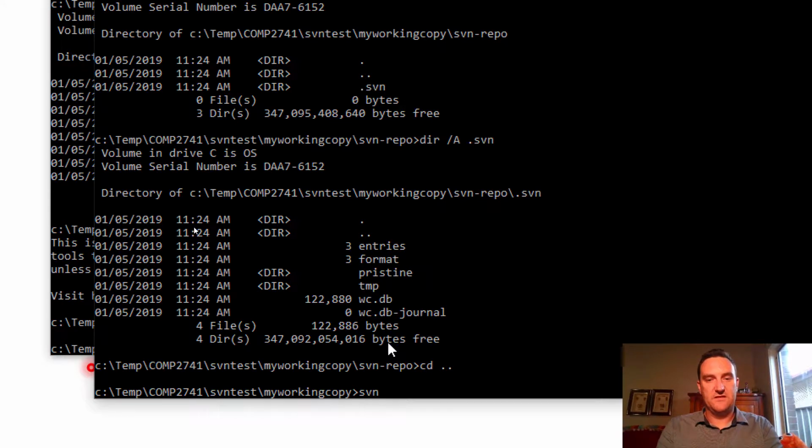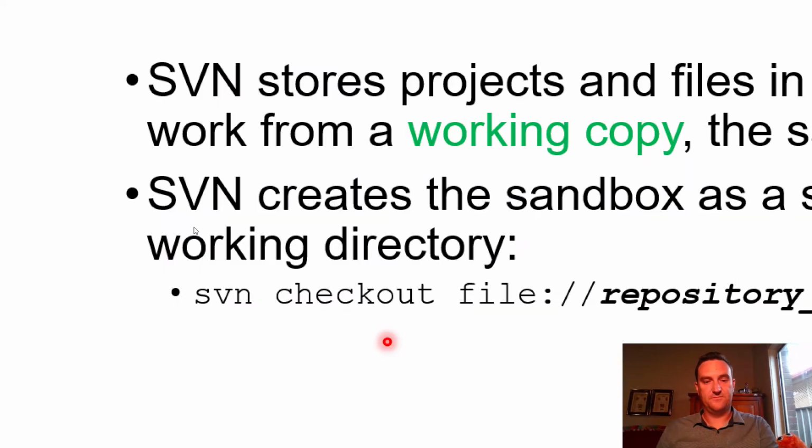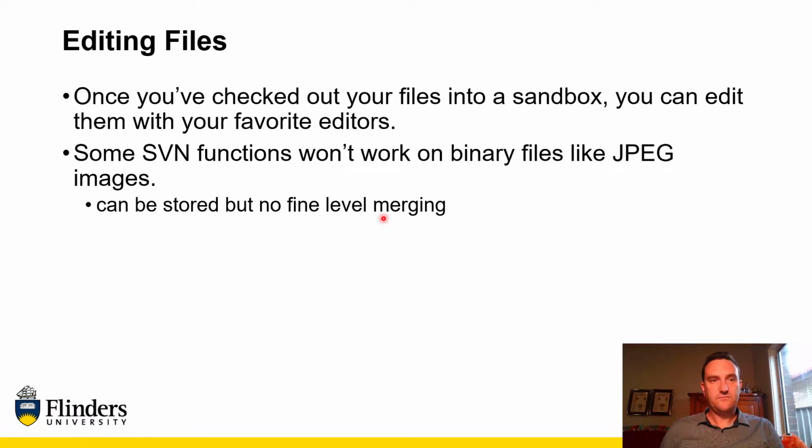So that's my svn repo, and now I have my working copy. So there we go, we've checked it out. We don't have any files in here, but if we did, we could start editing them with whatever it is. So maybe we're using just, it doesn't have to be a big project, it could just be local little text files you're working on, or maybe it's a big NetBeans project or an IntelliJ project, whatever it is.